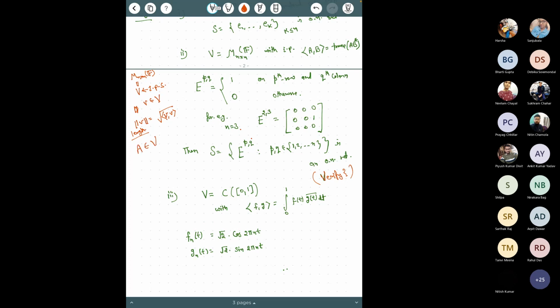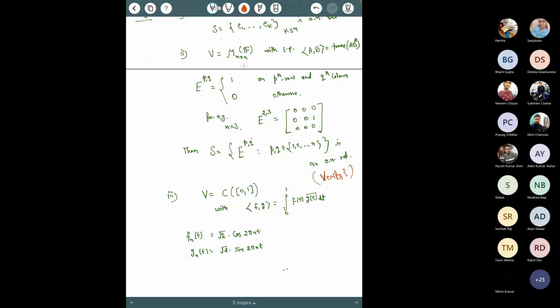If you take any matrix in V, then the length of A means you look at how it is defined. It is defined by this. Yes, sir. It is the square root of the trace of A star A. So this is the length. So there is no involvement of the determinant.